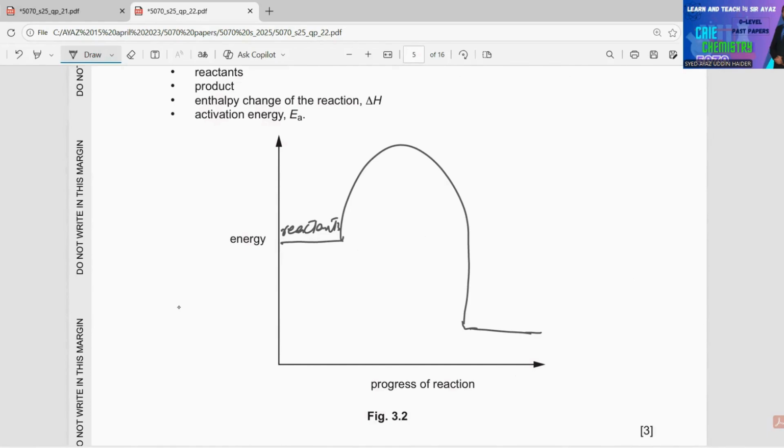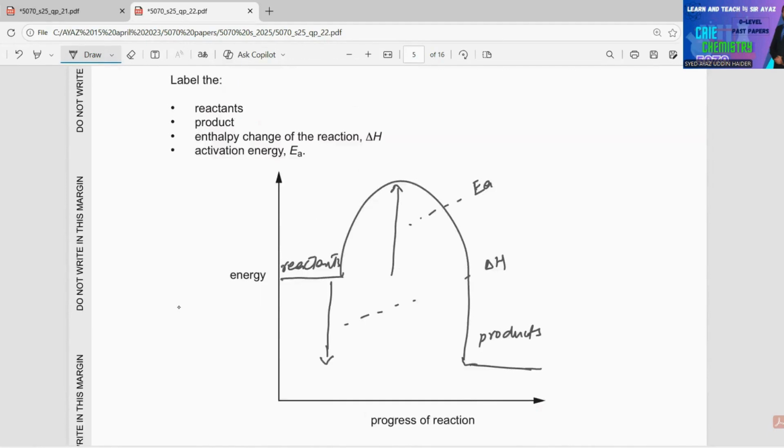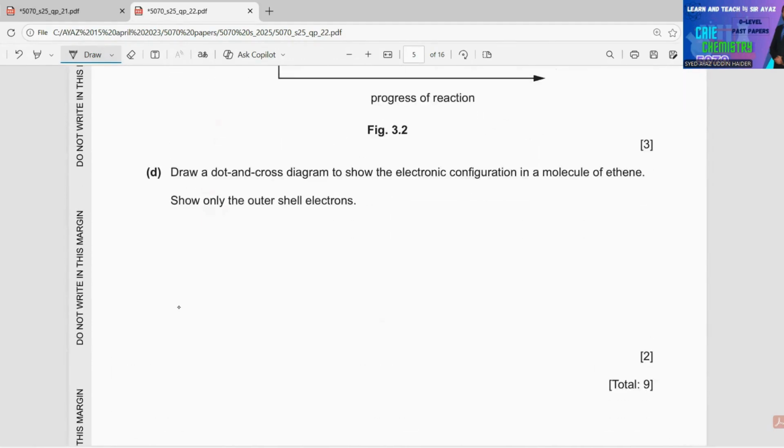And formula of products on the right hand side. For activation energy, the hump is going up, so it must be activation energy going up. This indicates activation energy, EA. What about enthalpy change of the reaction, which is delta H? Arrow must be going down. So it must be like this, delta H. This will be the final reaction pathway diagram for this reaction.